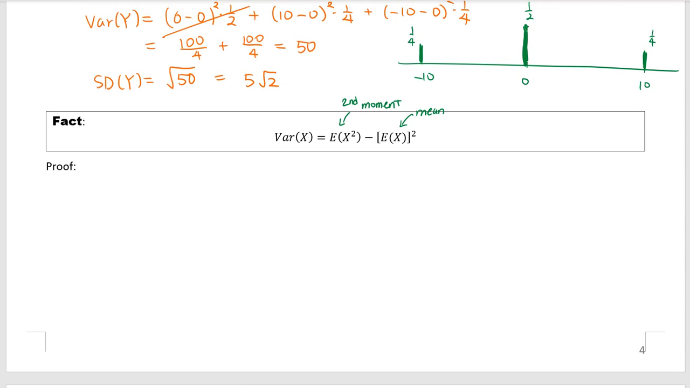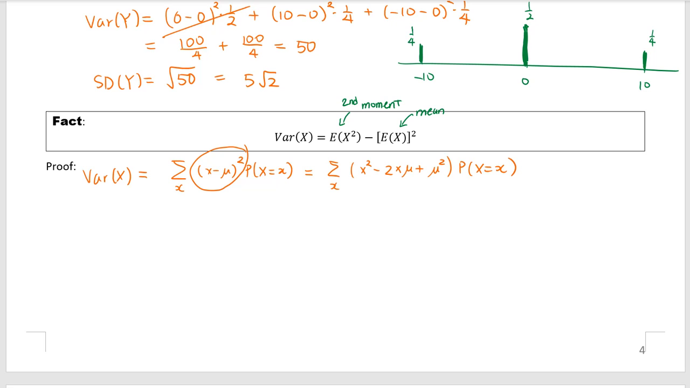Okay, alright, so variance equals the sum over x in the range of the random variable X of (x minus mu) squared times the probability X equals x. Okay, alright, now what we do is let's FOIL this factor. Okay, so we have, well, this is x squared minus 2x mu plus mu squared, right?